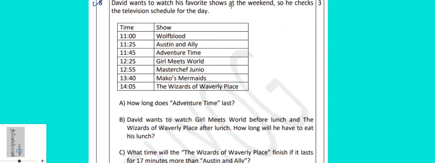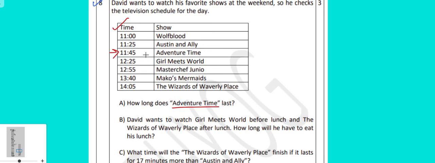Here we are at our next question, question number 8, which states that David wants to watch his favorite shows at the weekend, so he checks the television schedule for the day. So this is his television schedule right here. According to this schedule, he'll be watching the television. So how long does this particular TV show last? Adventure Time. So here the Adventure Time is given right here.